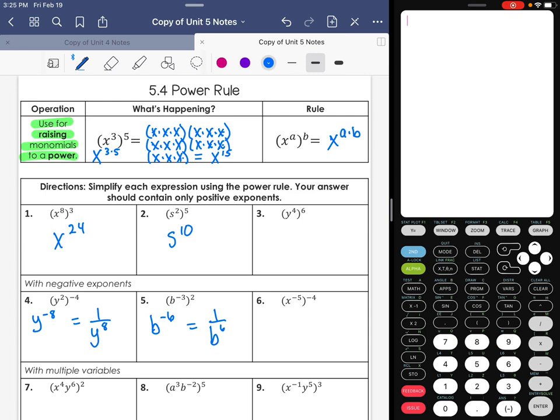Or if we had one like 6, where we've got negative times negative, we would end up with positive 20, and that one's done because the 20 is positive. You don't have to rewrite it or change it to a fraction.